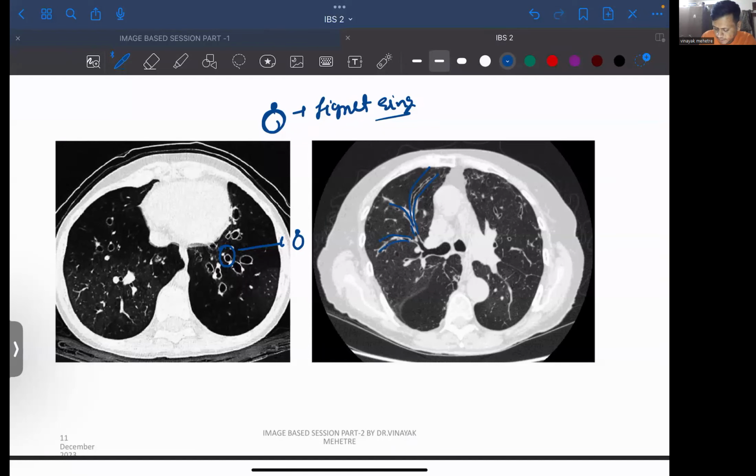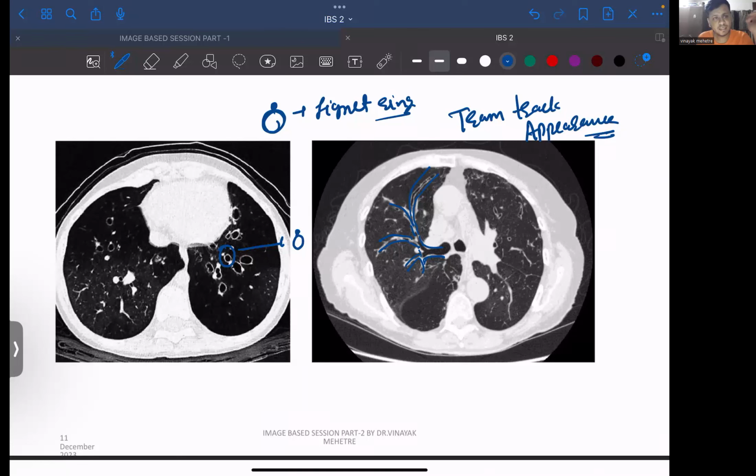Okay, and there is one more appearance. It looks like multiple tram or railway tracks. Okay, railway tracks lying down on the X-ray. इसी को बोलते हैं हम ट्रैम ट्रैक अपीयरेंस. क्या बोलेंगे हम इसे? ट्रैम ट्रैक अपीयरेंस. Okay, again remember this is a feature on X-ray.